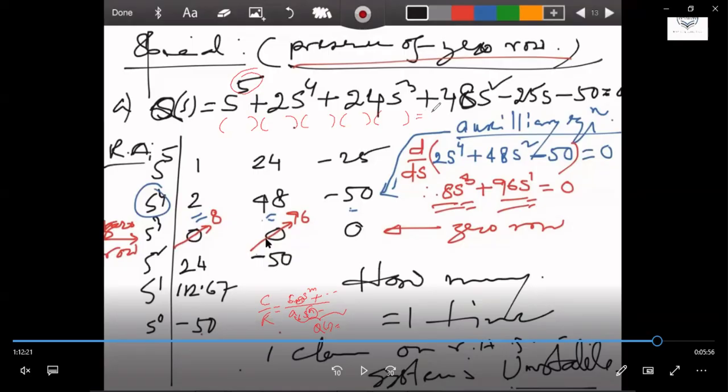This is what I showed you in the servo system. There are 2 closed loop poles in the servo system we got, right? S square, second order system. This is a 5th order system. That's why. Now it's clear.